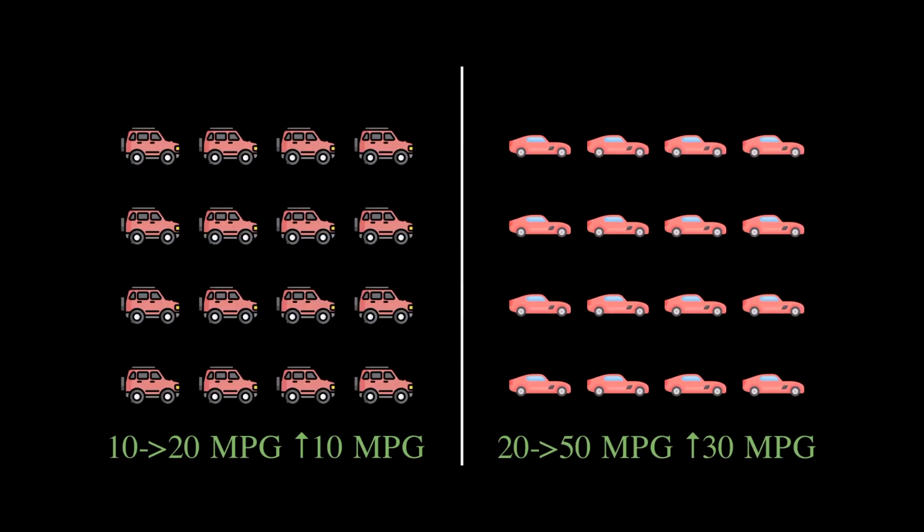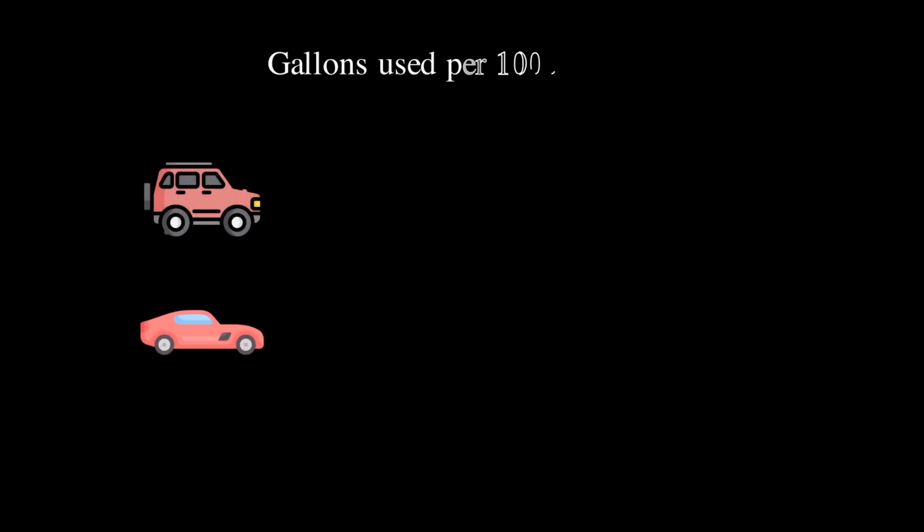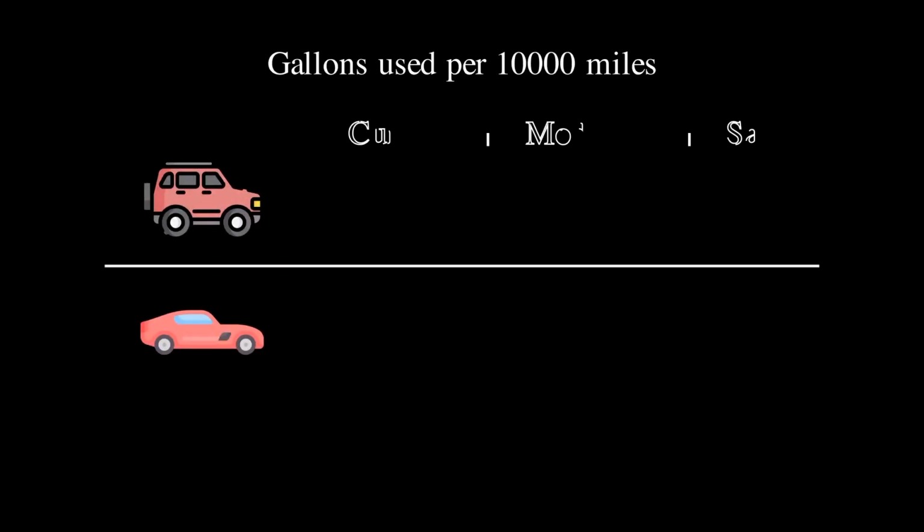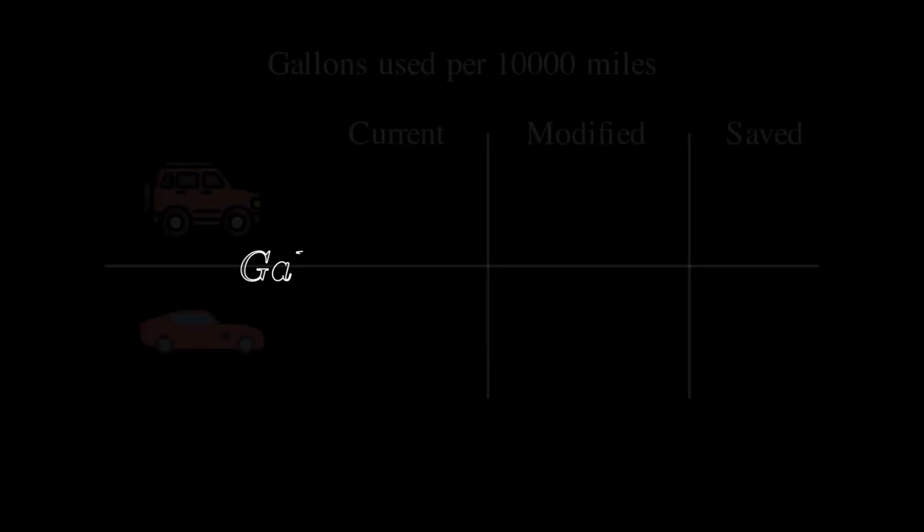So for the SUV, if you change it, you get a 10 miles per gallon increase in efficiency, whereas for the sedan, you get a 30 miles per gallon increase. So which will you replace, the SUV or the sedan? If you chose the sedan, let's see if you actually ended up saving more fuel.